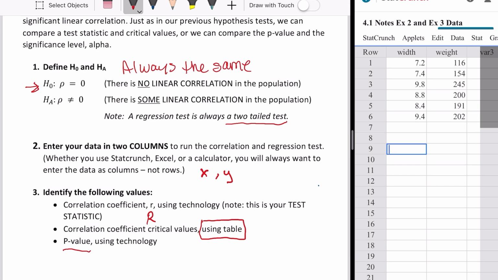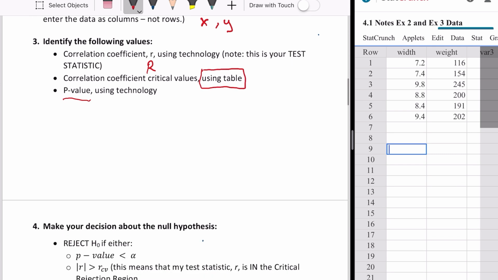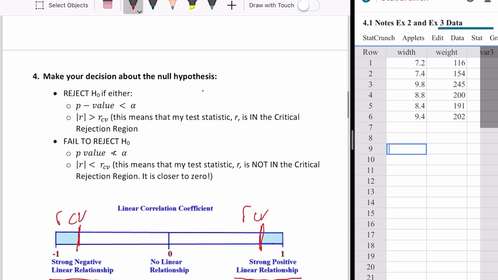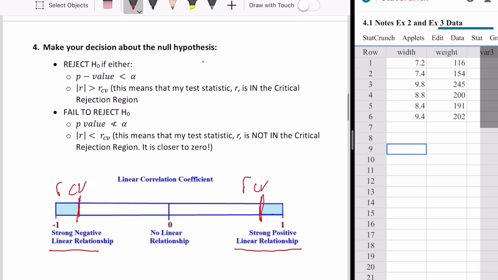StatCrunch. So when we make our decision to either reject or fail to reject the null hypothesis, we can do that 2 different ways. There's 2 options, like always. We can either use the p-value and compare it to alpha, or we can use the test statistic and compare it to the critical value, which in our case is the R, correlation coefficient. That's what we're using as our test statistic for this.